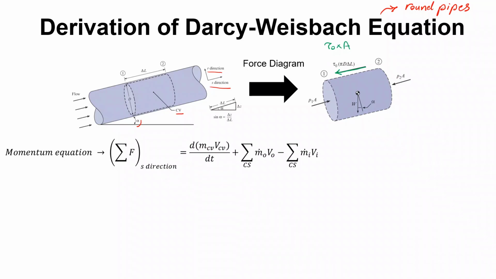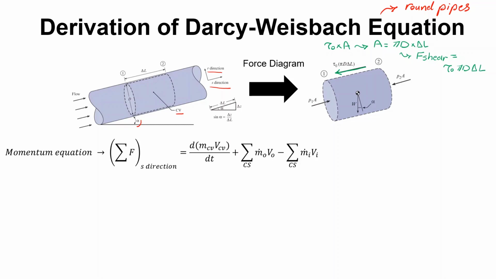And you might ask, how do we calculate surface area of the cylinder? It's easy. It would be the circumference of the circle times length of the cylinder. So if I want to write, A would be equal to pi times D, which is the circumference of the circle, times delta L, right? And as a result of this, the shear stress force, or F shear, would be equal to, I will write it over here, tau 0 times pi times D times delta L.